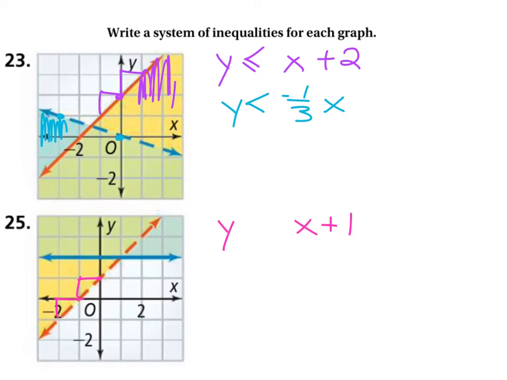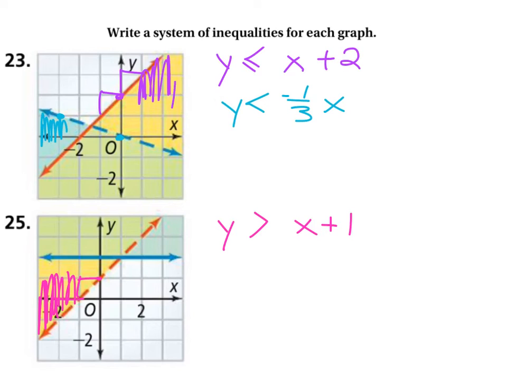We know that that means 1. And are we talking about values above or below the line? We've got values above that line, so y has to be greater. Can it be equal? No, the line's not solid, it's dotted. So it'll just be y is greater than x plus 1.